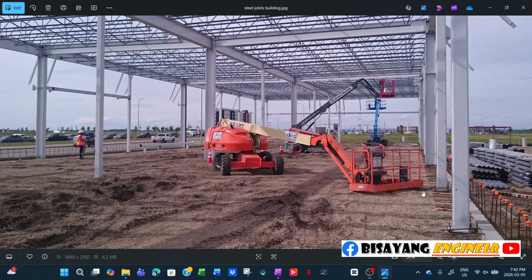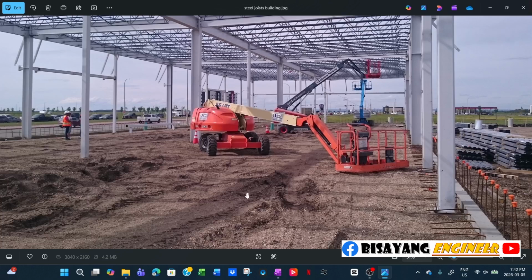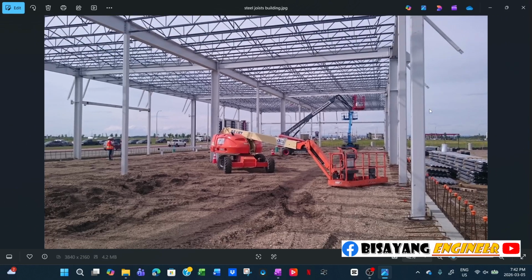what do we call this one. This is a commercial retail unit. I think six bays, or one, two, three, four, five, six, seven. I think there are eight. I think eight or nine. So yeah, this is one way of framing a steel building.